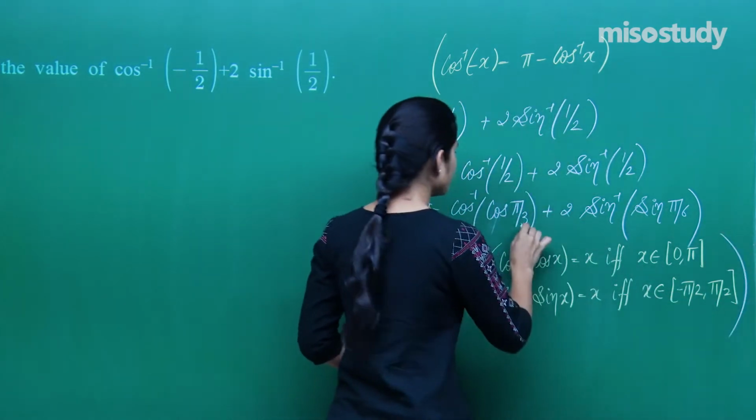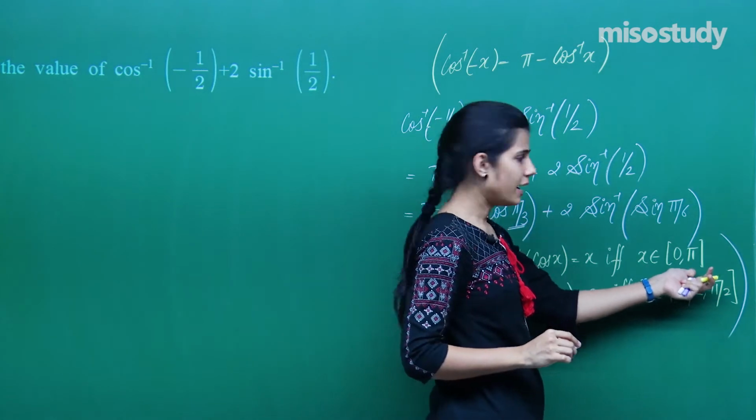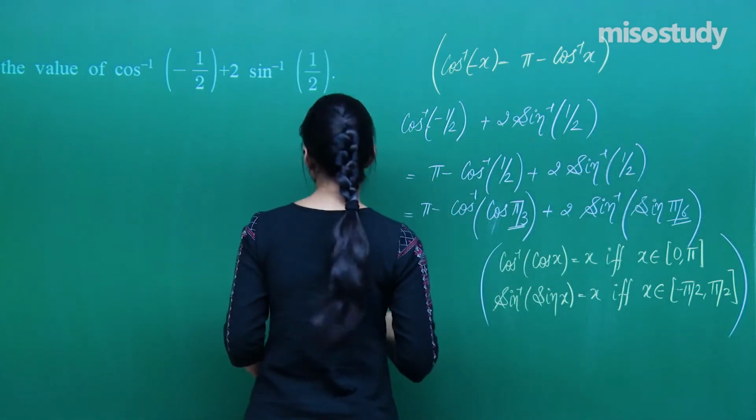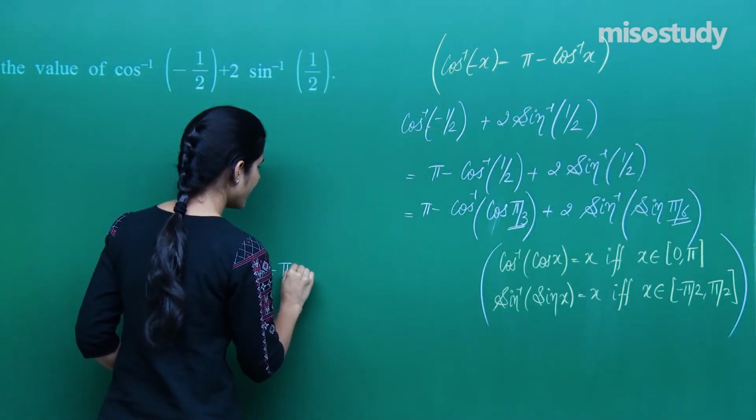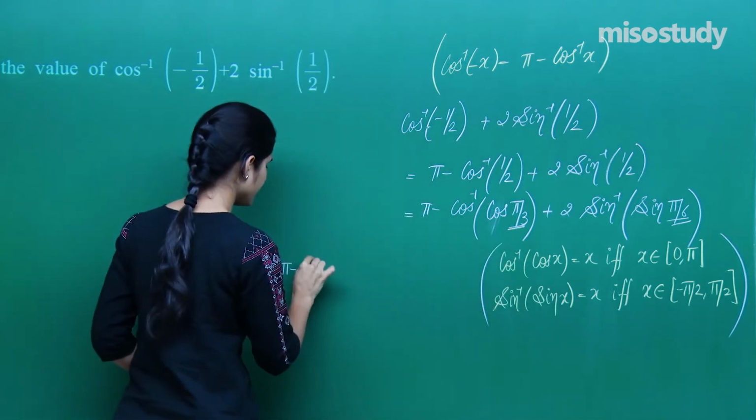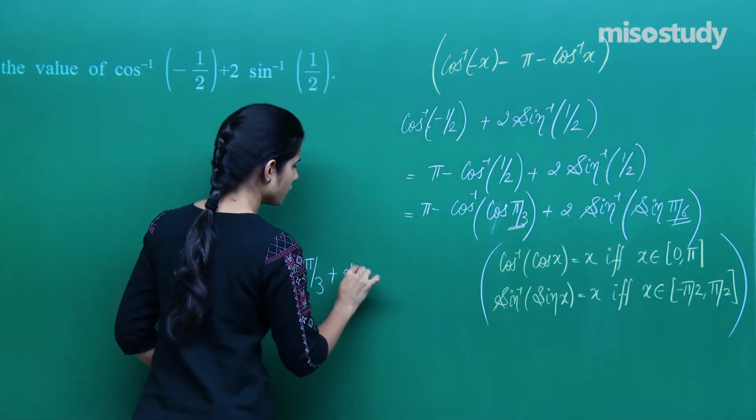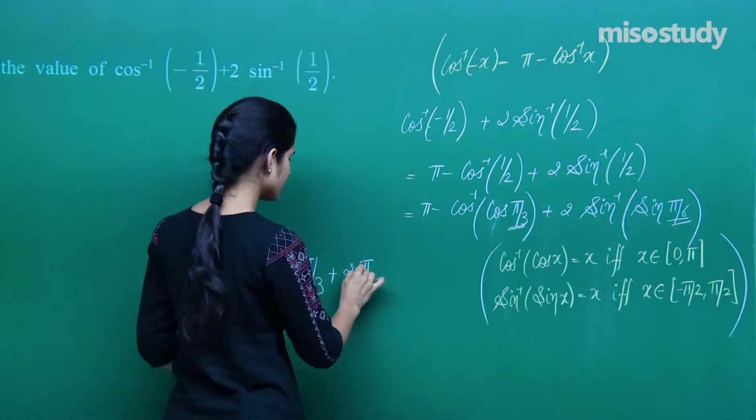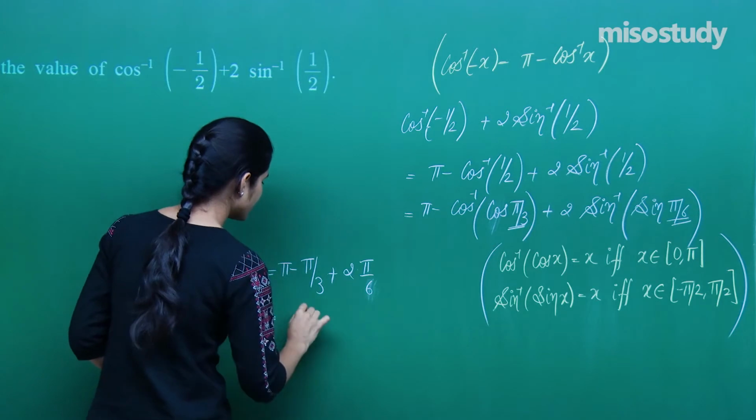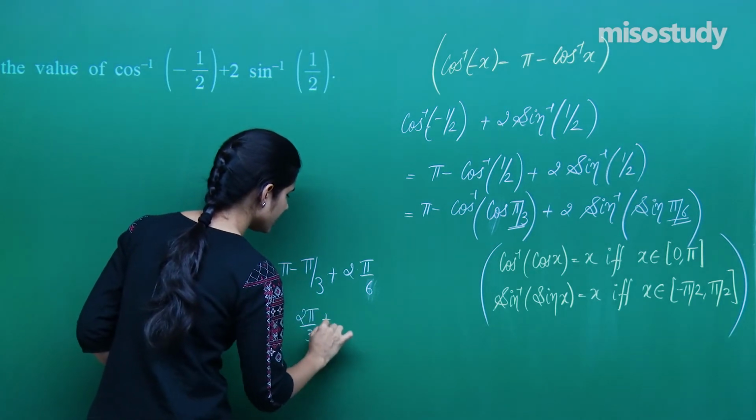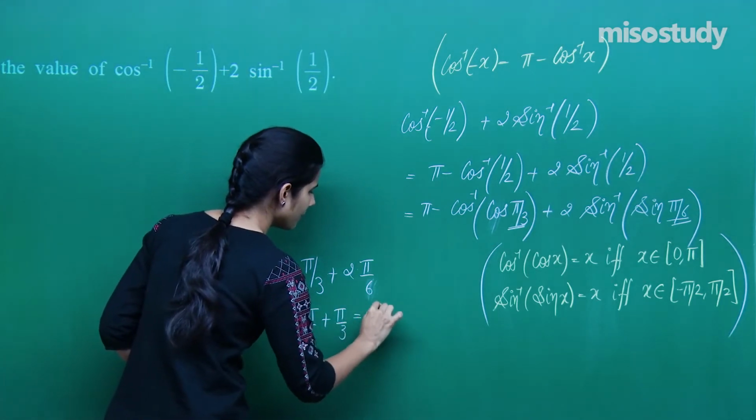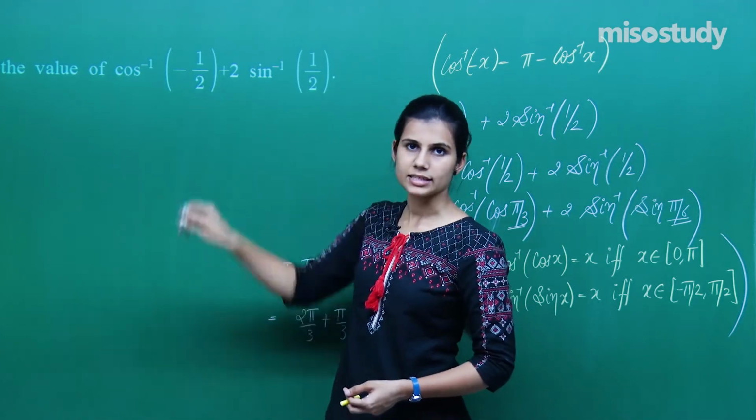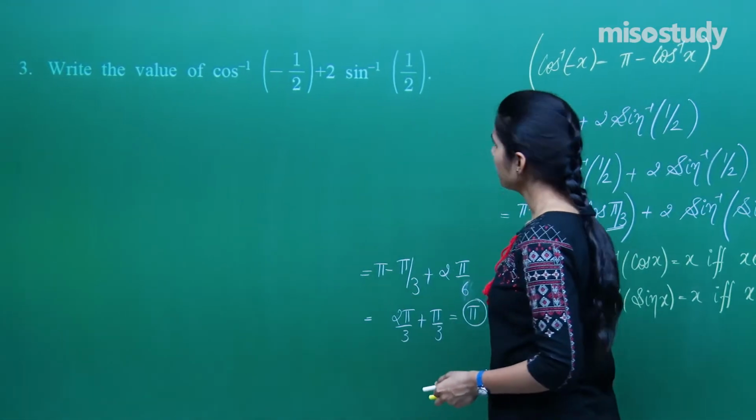Using this, you can clearly see pi by 3 belongs in 0 to pi and pi by 6 belongs in minus pi by 2. So eventually what you are getting is pi minus cos inverse of cos x, this will be x plus twice of pi by 6. Right? This gives you 3 pi minus pi, 2 pi by 3 plus pi by 3, so it is 3 pi by 3 which is pi, and so the answer to your very query is pi. The value of this expression is pi.